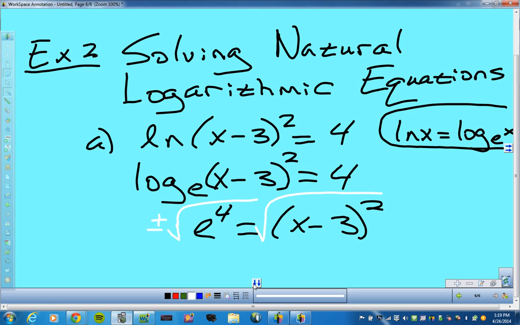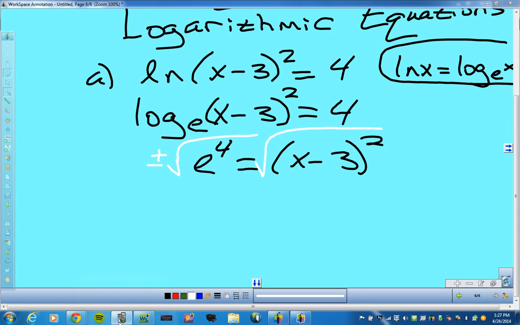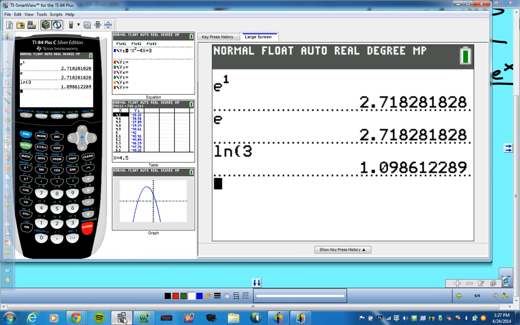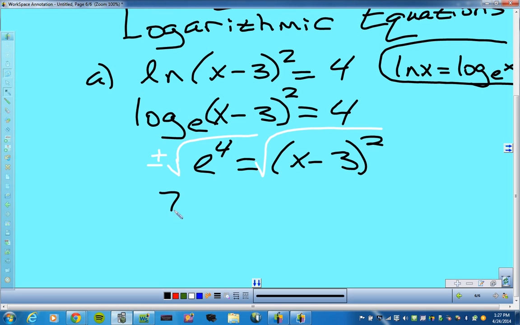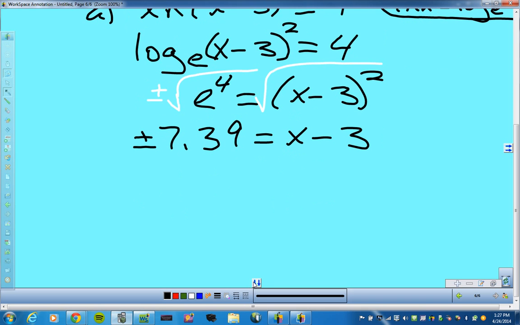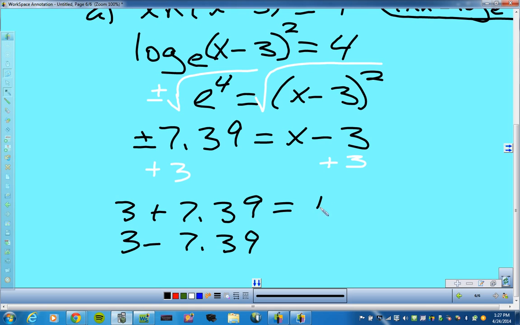So let's do that in the calculator, square root of e to the fourth, so we can get a number for it. You can put it just like that in your calculator. And then you get 7.39. We still have that plus or minus, right? So what's the last step? So we have 3 plus 7.39, and we have 3 minus 7.39. So we get 10.39.